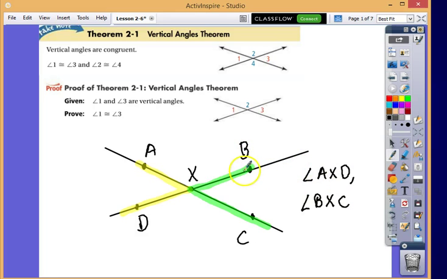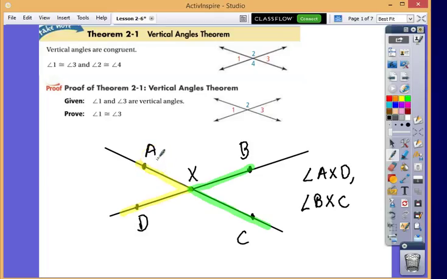Knowing how to label an angle, it requires 3 letters. The middle letter is your vertex. And so those two angles would be vertical angles. That's the yellow angle and the green angle. The yellow and the green angle are definitely vertical because their opposite sides form straight lines and they share a vertex. Does anybody have any question about what a vertical angle is?